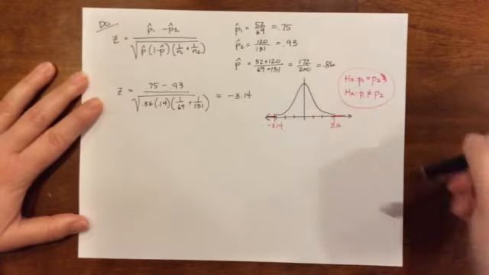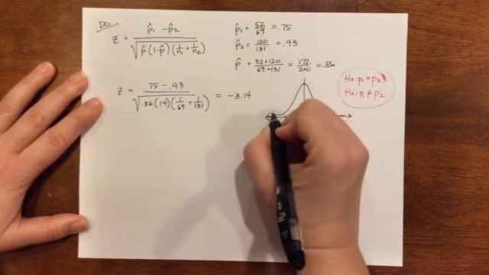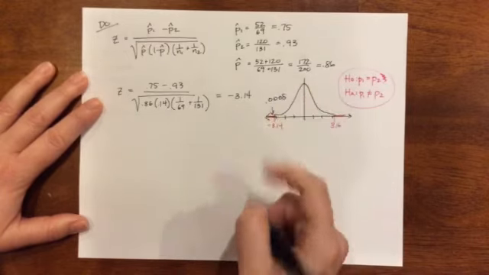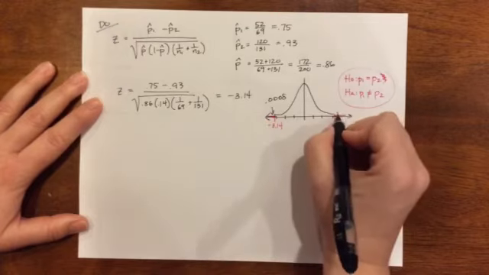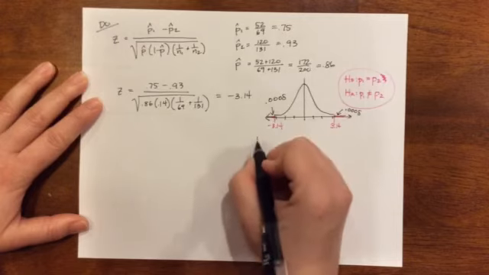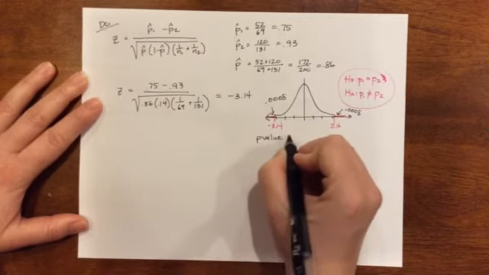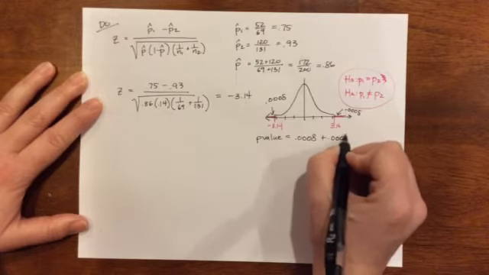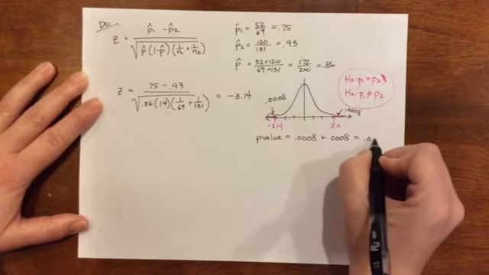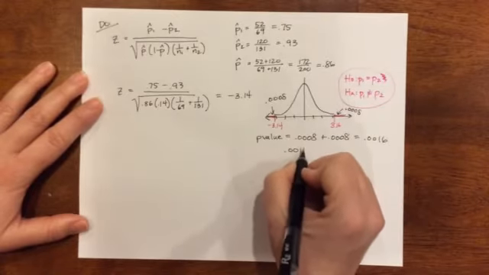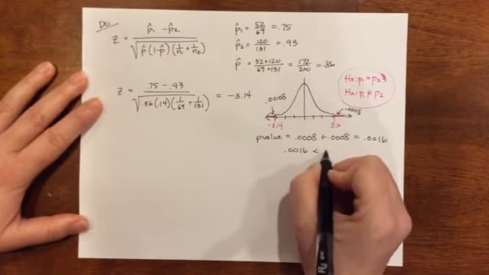Okay, so I'm going to look this up in my booklet. And when I look this up in my booklet, I get 0.008. Because of symmetry, these have to be the same. But I could also look that up in my booklet too. So the p-value is 0.008 plus 0.008, which is 0.016. That's a pretty small p-value, so I think we're okay here.